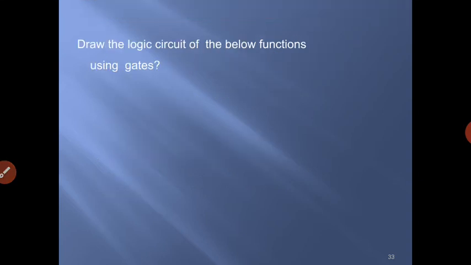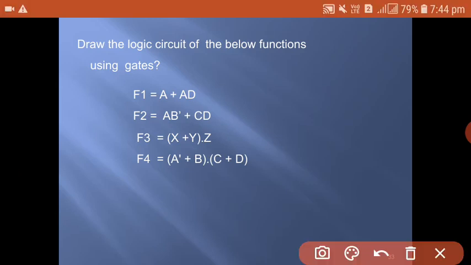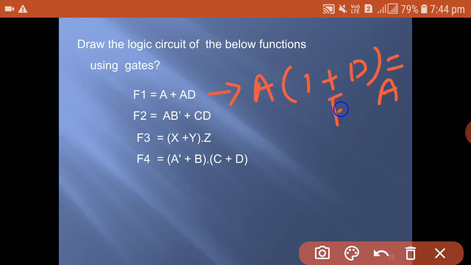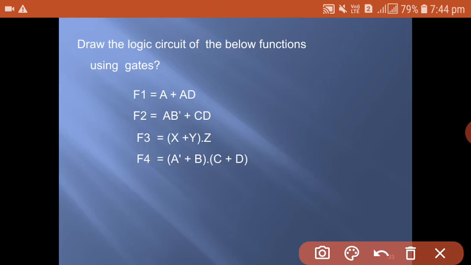Draw the logic circuit of the below functions using gates. If you consider the first function, it will be A plus AD. Before drawing the logic circuit using basic gates, you can simplify this. It will be A into 1 plus D, which is nothing but A only. So no need to have the logic circuit itself. F1 is equal to the input A itself. No need to draw the logic circuit. Similarly, you find out the second one, which will be A B bar plus CD.